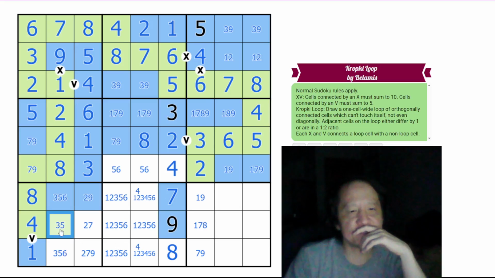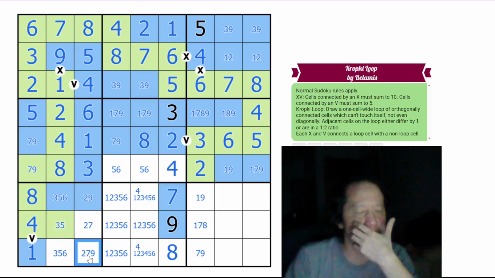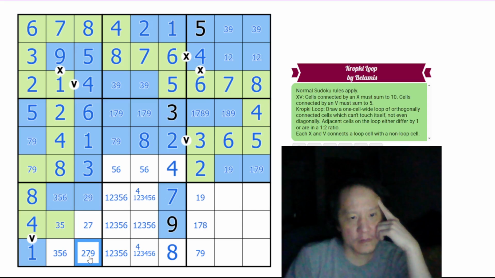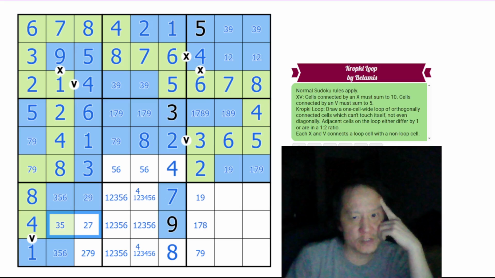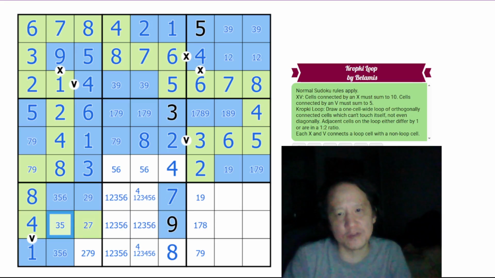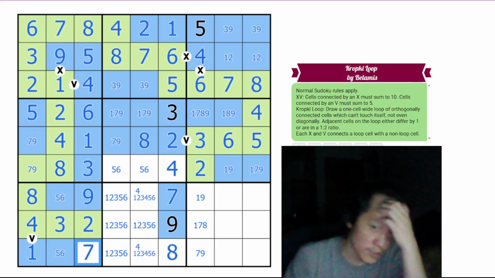So this would be 3, 6, 7 if that's the case, or 5, 6, 7. So it can never go this way. Therefore, it must go this way. Therefore, this must be 3. And this has to be 2, which makes this 9. This can't be 3, this can't be 3, this is 7. That's not in a ratio with anything.